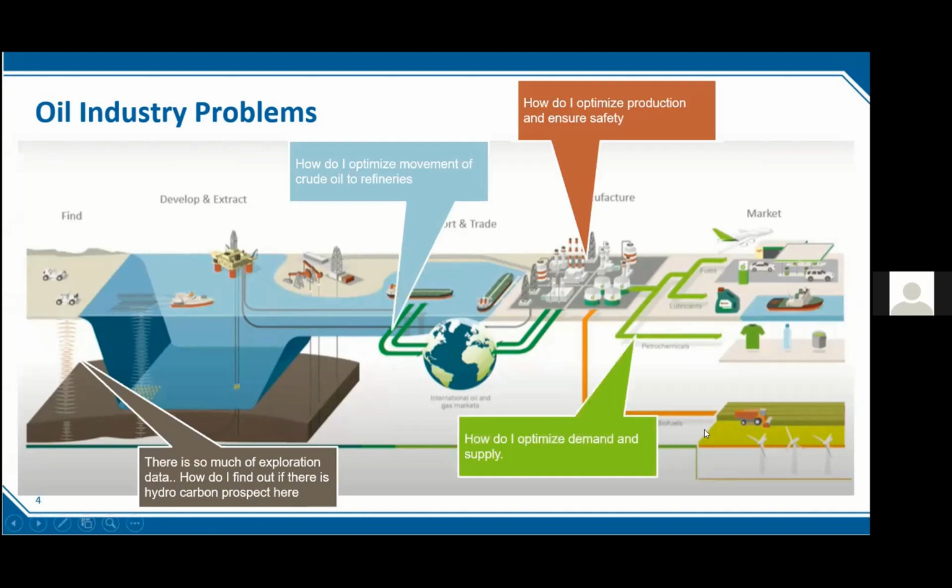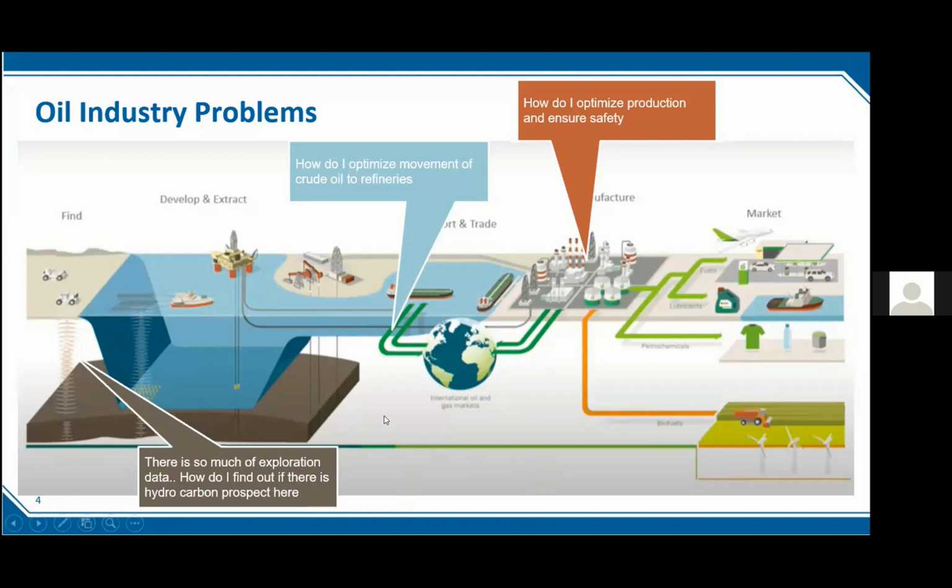So just to talk about the problems, right? In here, as I said, there's so much data that gets generated. How do I find out there are hydrocarbon prospects here? From the exploration data, from the radar data that has been gathered, how do we know? If it's just about classifying the data, if you notice in the previous session, we spoke about classification, right? There's so much data here.